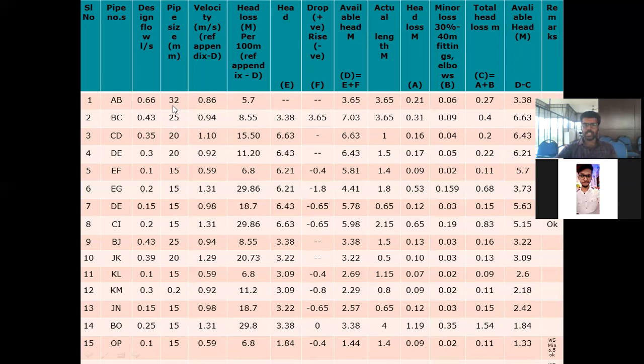0.66 and 32 you will be getting from the loading unit method. We have already found out this pipe discharge and pipe size. The pipe size of AB is 32, which we found using the loading unit method. Okay, so you can write these two also. And the flow of BC is 0.43 and pipe size is 25. This is not 0.2, this is 20, okay?